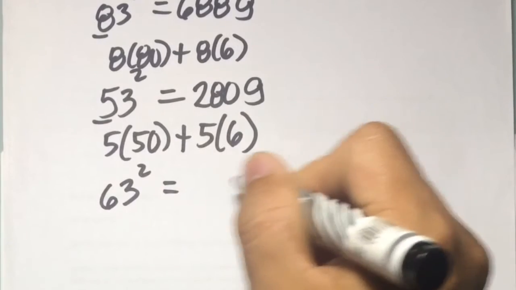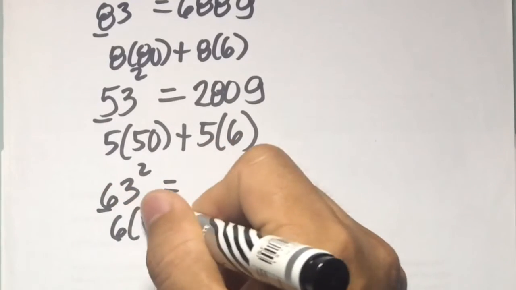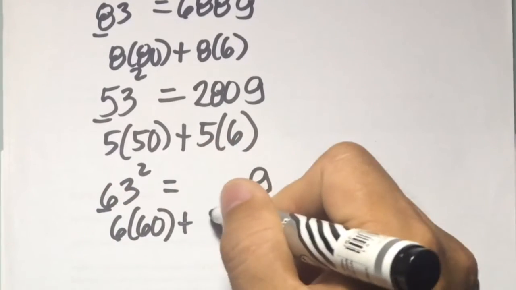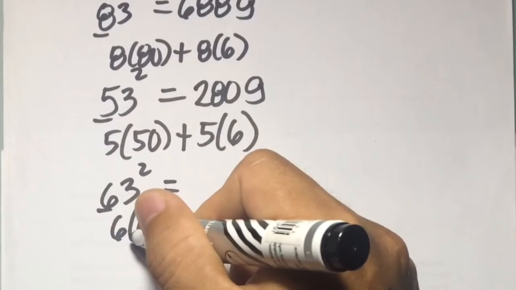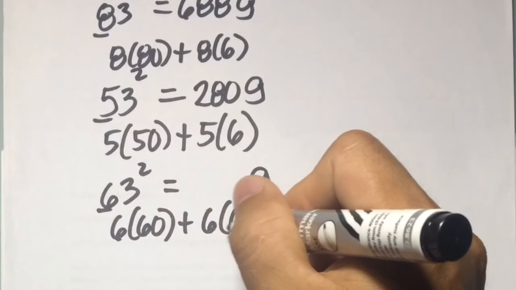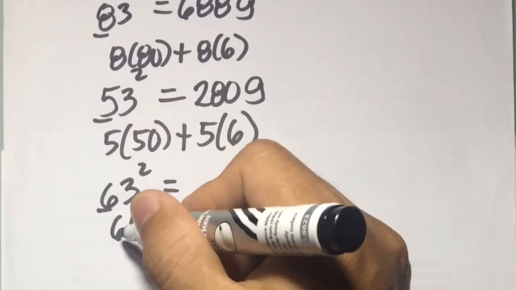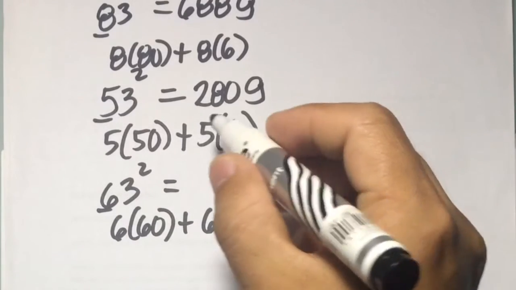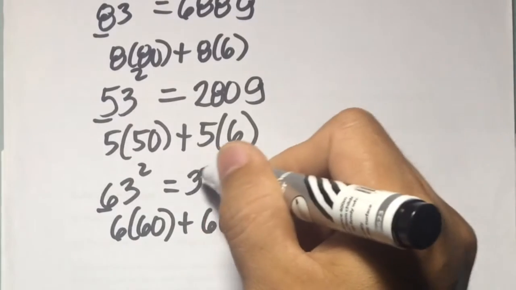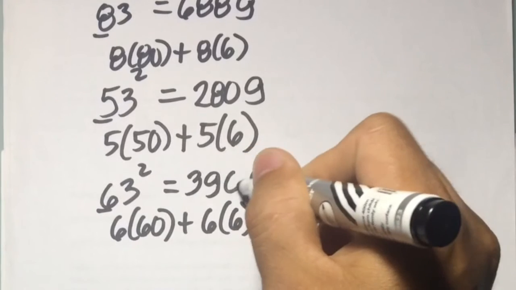Then the last one. Let's have 63 squared. So this is 9 here. Then 6. So 6 times 60, then plus 6 times 6. So 6 times 60 is 360. 6 times 6 is 36. So 360 plus 36, that will be 396.